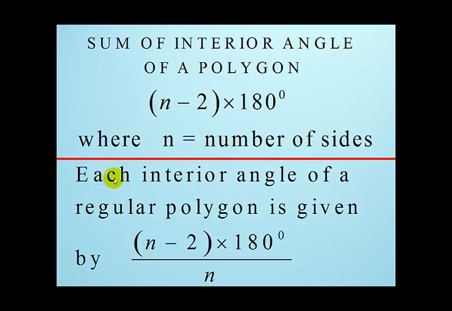Now, each interior angle of a regular polygon is given by (n minus 2) times 180 degrees, all divided by n. The sum of the interior angle of a polygon is given by (n minus 2) times 180 degrees. This will give you the sum of the interior angle. However, if you want to know each interior angle, then you have to divide the sum of the interior angle by the number of sides n, and that will give you the angle for each.